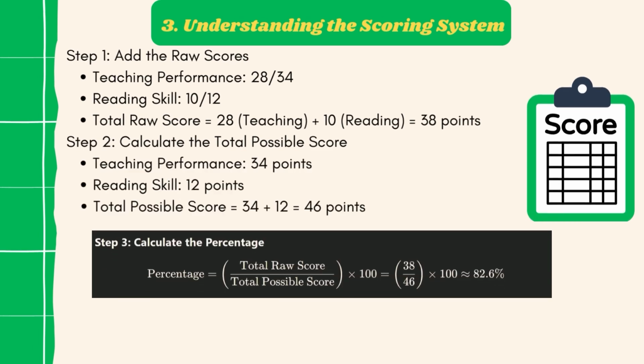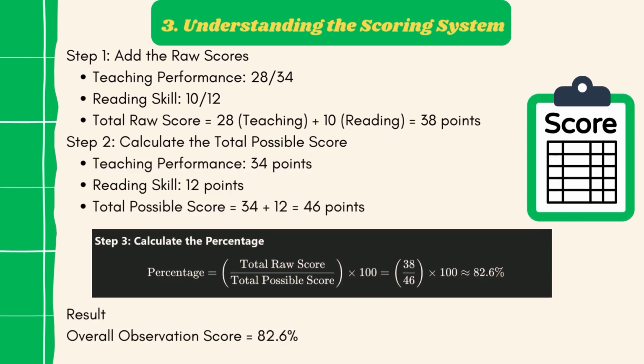Here's the calculation for a teacher who teaches a reading lesson. Step 1. Add the raw scores. The teacher gets 28 out of 34 in teaching performance, and in teaching the reading skill, the teacher gets 10 out of 12. Then we need to calculate the total raw score, which equals 28 in teaching plus 10 in reading equals 38 points.